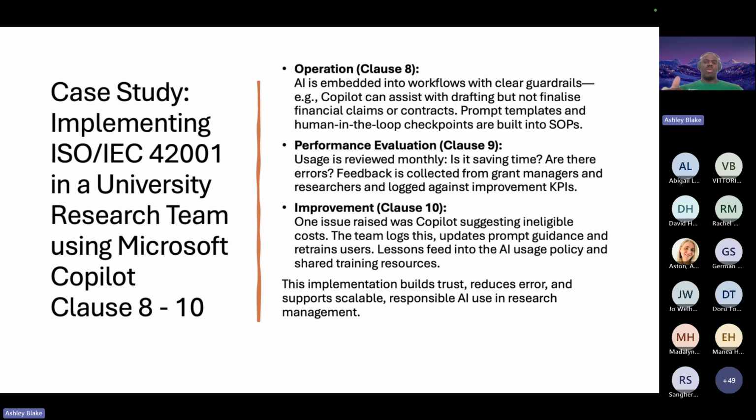So they're the clauses 8 to 10, which just work on the operation, so how you're going to be using the system and how you expect to use it, and making sure you've got human checkpoints in there if required. And that should all be built into your standard operating procedures. And then your performance evaluation to make sure you're evaluating the system to make sure it's working correctly, if it is saving time, and if there are errors, how you're correcting those errors. And improvements, when you are making improvements, you're updating your usage policy to show that these improvements have been made and how you've done the system and how you've made those improvements and why. So implementing the system following those key clauses will hopefully build trust, reduce errors, support scalability, and support responsible AI use in your organization.